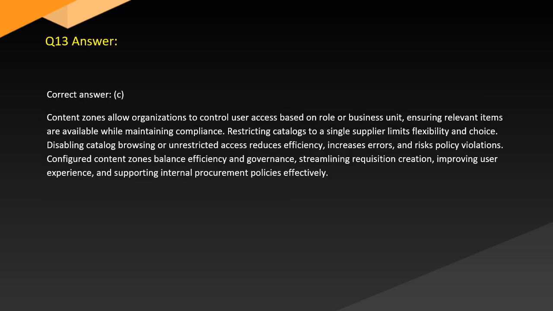Answer. Correct answer: C. Content zones allow organizations to control user access based on role or business unit, ensuring relevant items are available while maintaining compliance. Restricting catalogs to a single supplier limits flexibility and choice. Disabling catalog browsing or unrestricted access reduces efficiency, increases errors, and risks policy violations. Configured content zones balance efficiency and governance, streamline requisition creation, improve user experience, and support internal procurement policies effectively.